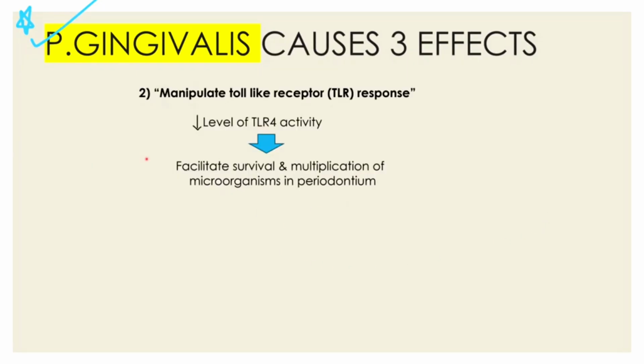The second effect of Porphyromonas gingivalis in keystone pathogen hypothesis is it manipulates the toll-like receptor, TLR, response. There is a decrease in the level of TLR4 activity. This facilitates survival and multiplication of microorganisms in the periodontium.